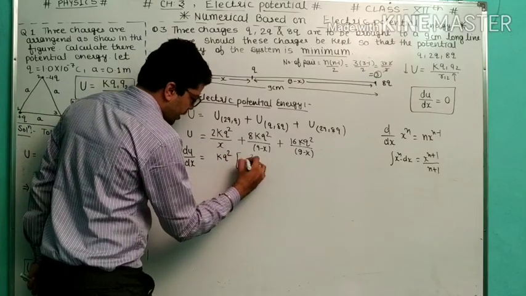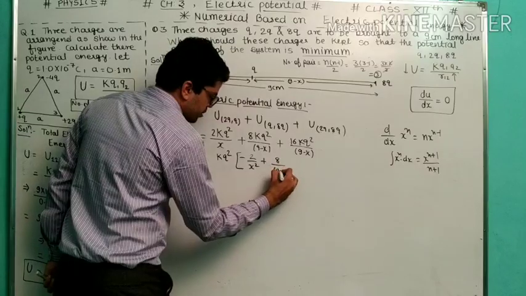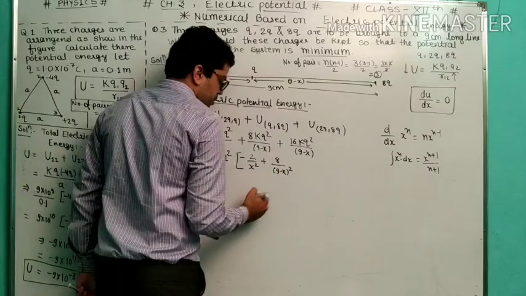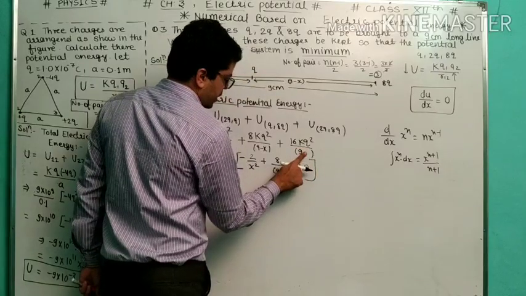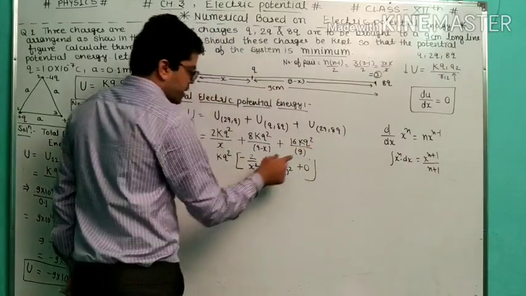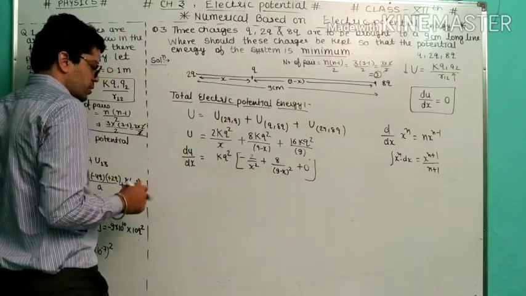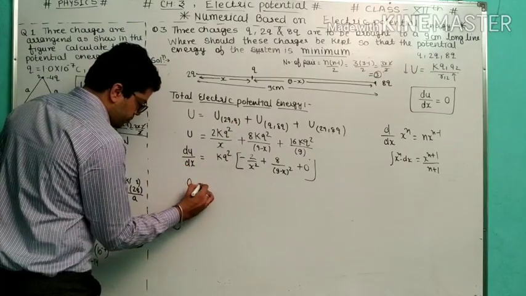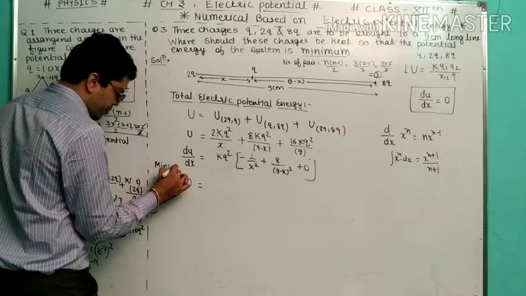So now it is minus 2 by x square, and this is plus 8 divided by (9 minus x) whole square, and the other term is 0 because it is constant, and the differentiation of a constant is equal to 0. And this is 0 because we want the minimum potential energy.